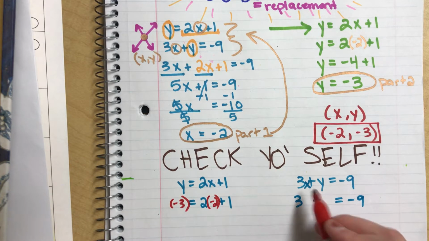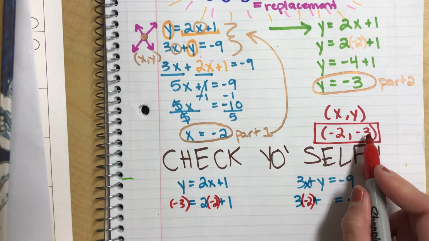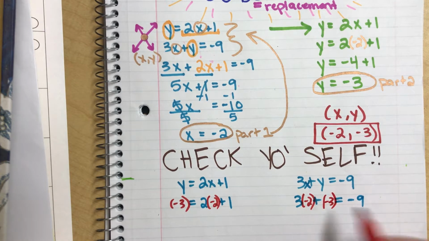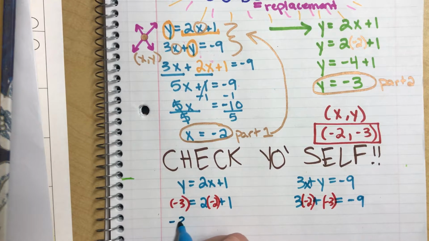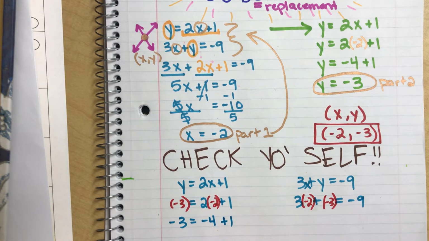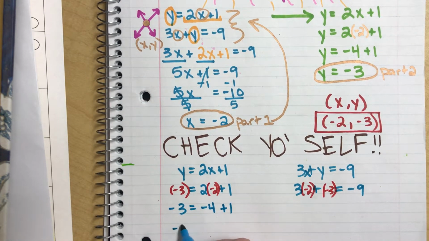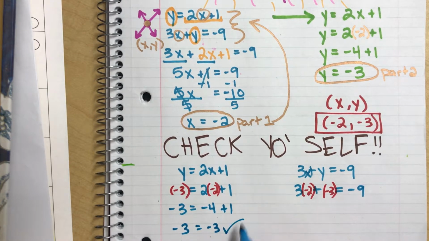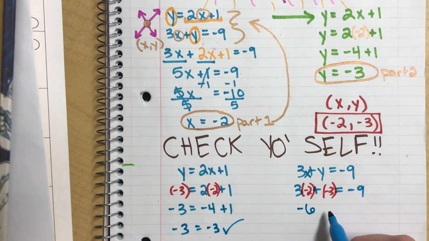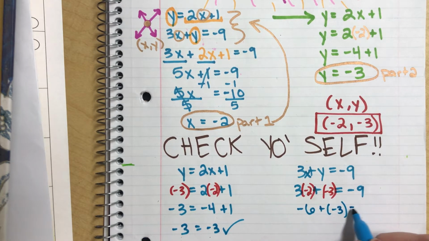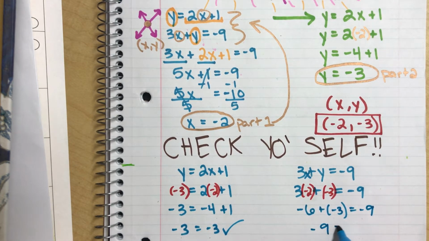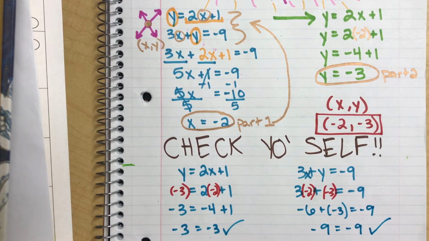Same thing on this side. My x value was negative 2. My y value was negative 3. And then I'm going to check. So I get negative 3 equals negative 4, because 2 times negative 2 is negative 4, plus 1. And we can clearly see that negative 3 is equal to negative 3. Now over here we have 3 times negative 2 is negative 6, plus negative 3 equals negative 9. And again, we have that negative 9 equals negative 9.